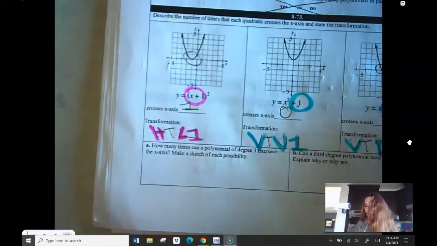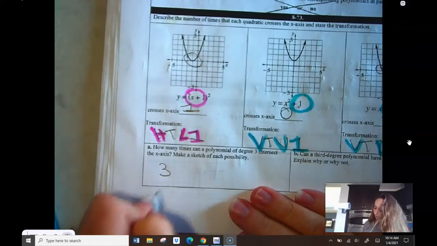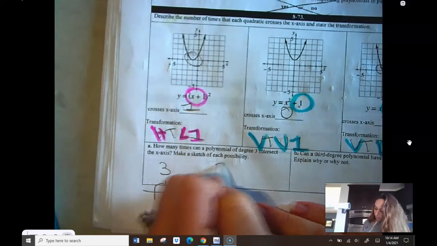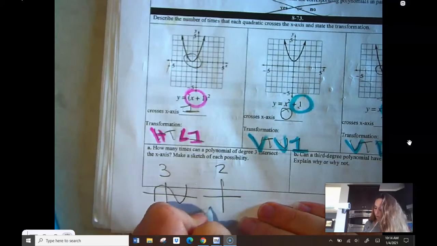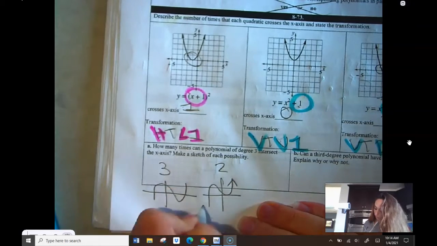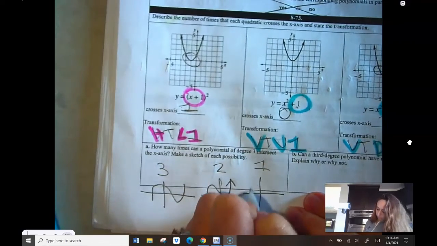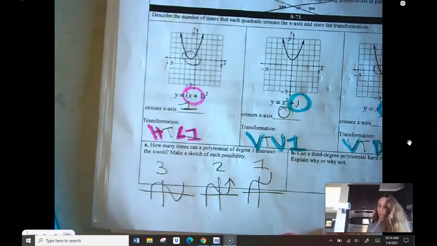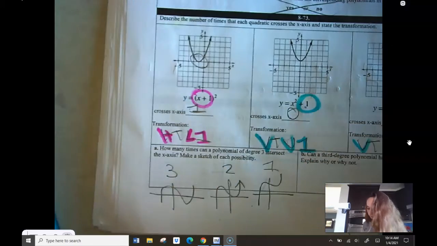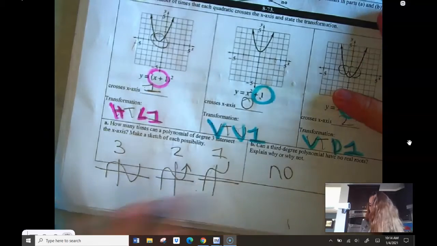Okay. How many times can a polynomial of degree 3 intersect the x-axis? It can do 3 times. So if I did like this, 1, 2, 3. It can go 2 times, because it can bounce, right? 1, 2. It can cross 1 time. It can't cross 0 times because this one's going up and this one's going down, so it's eventually going to hit the x-axis. Can a third degree have no real roots? No. They all have to. We just talked about that.